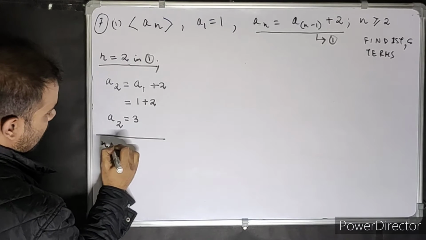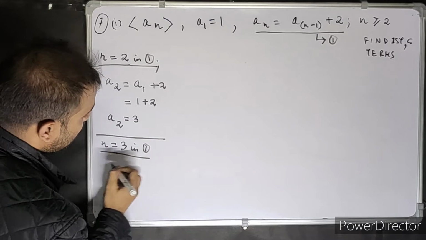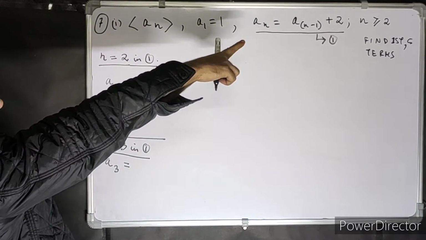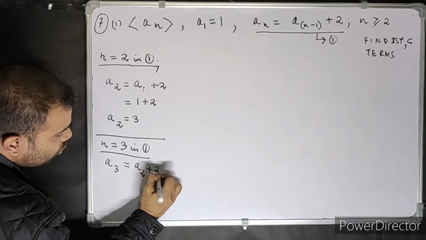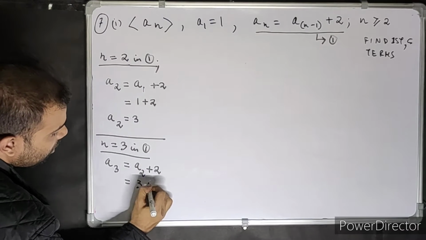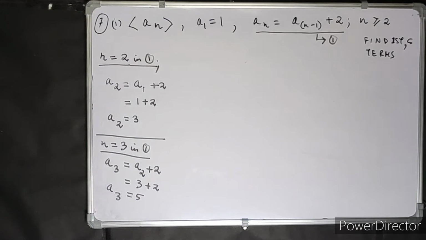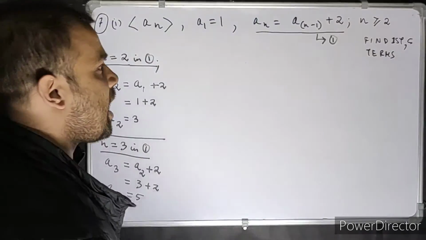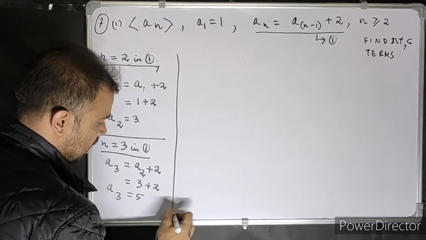Again, n is equal to 3. So put 3 everywhere instead of n. Then a3 is equal to a of 3 minus 1, so a2 plus 2. What is my second term? It's 3, plus 2, 5. More or less you can see there's a pattern coming out, plus 2, plus 2. If you are smart enough, then you write the next term to be 7 and the next term to be 9. But you can also continue with this, no problem, you still get full marks.